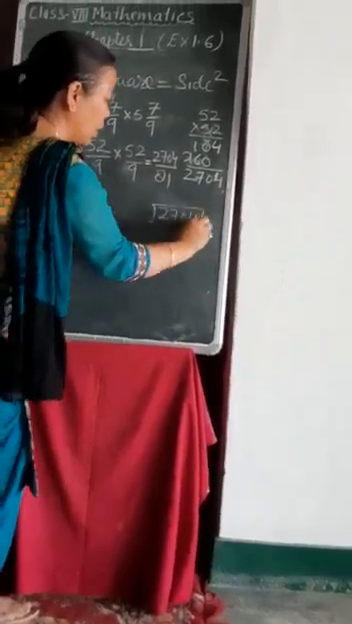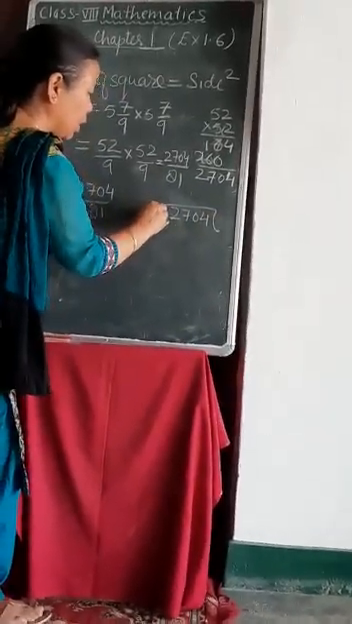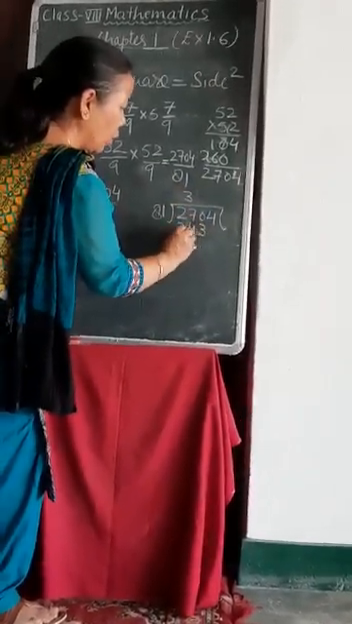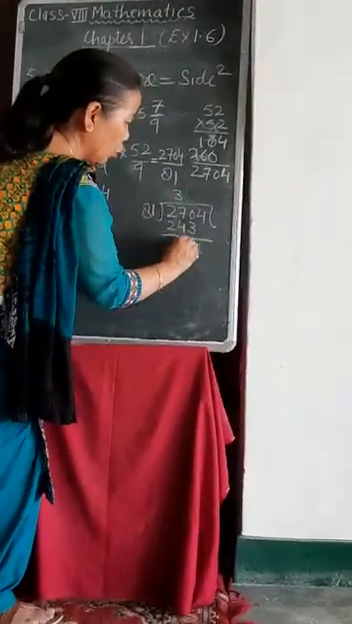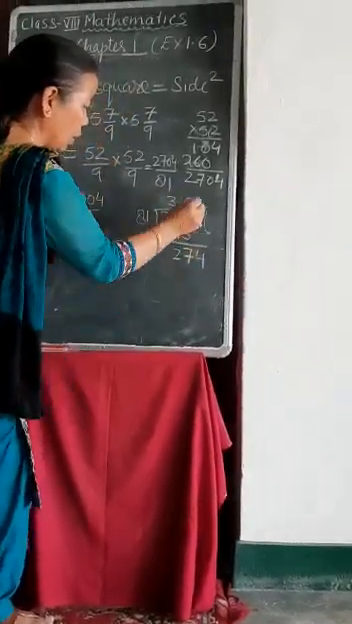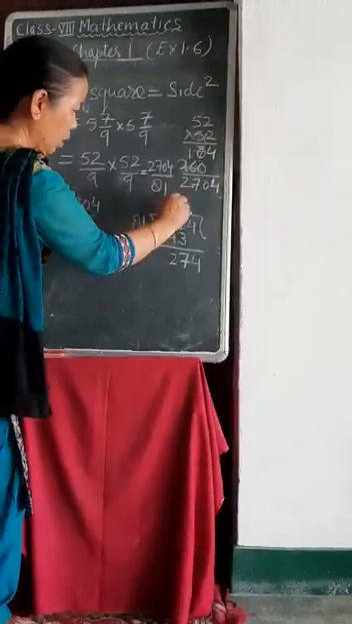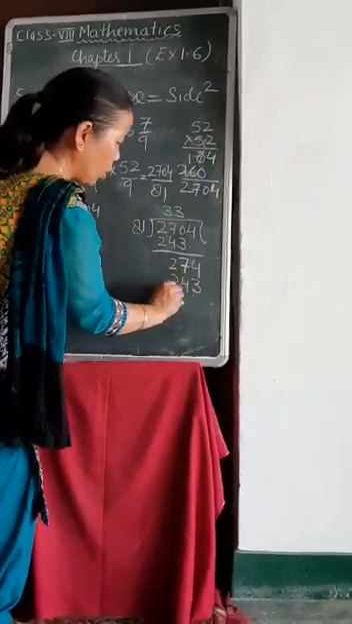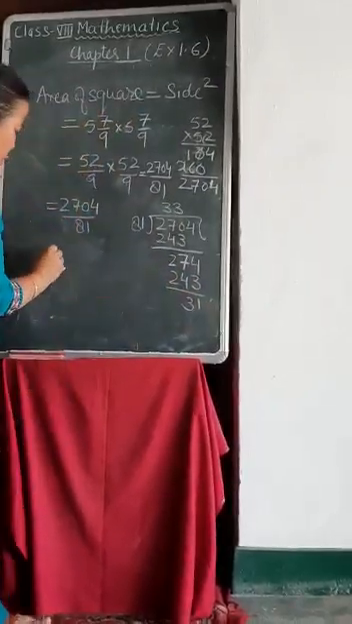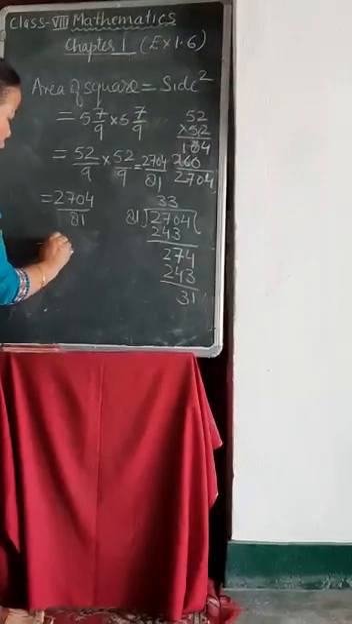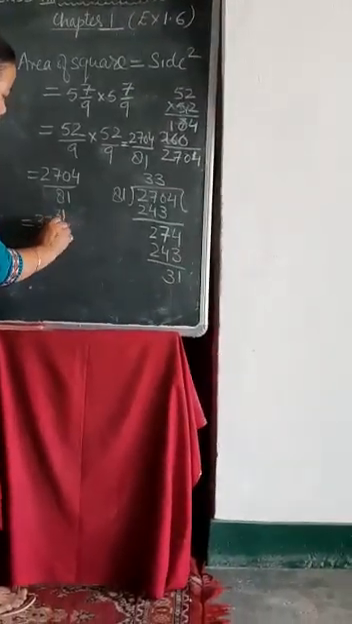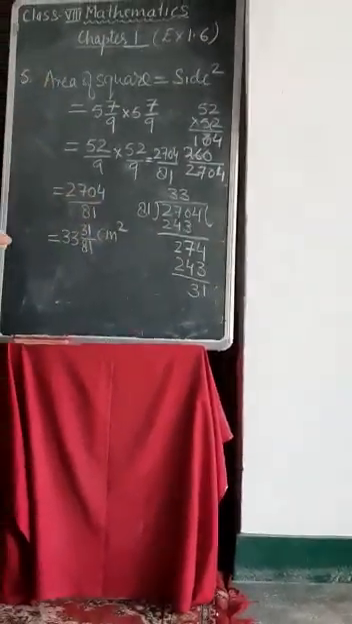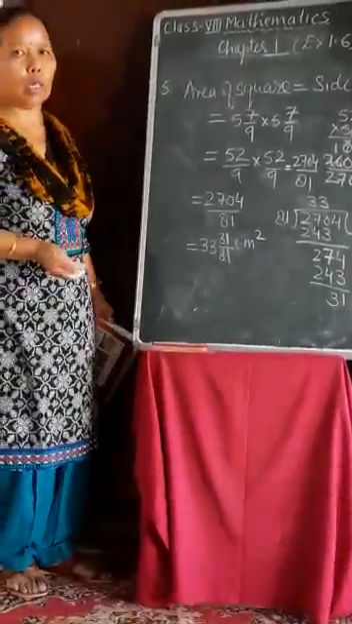Divide the numerator by the denominator. It will go by 3, 3 1s are 3, 3 8s are 24, subtract from 27, 3, 4. Again it will go by 3 only, 3 1s are 3, 3 8s are 24, 31 is the remainder. So 33 whole number 31 upon 81 meter square. So this is the area of the square.